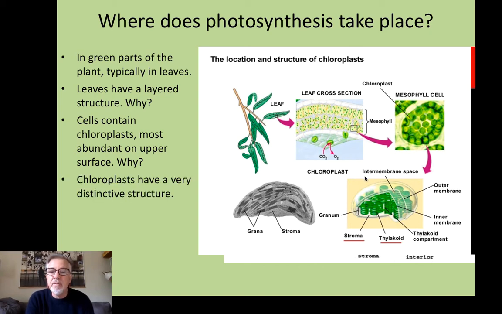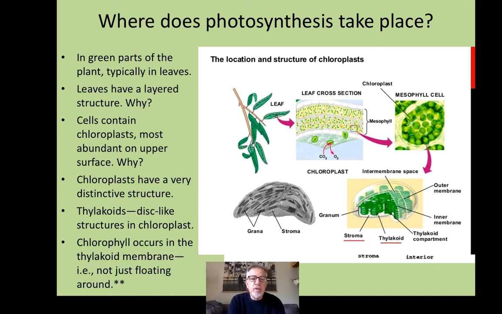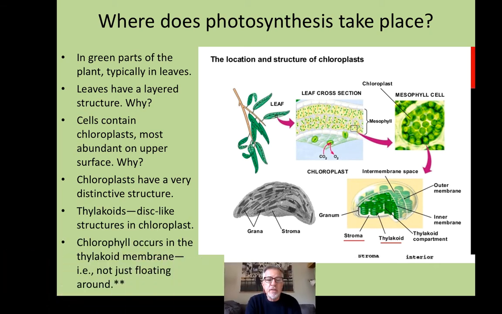Chloroplasts themselves have a very distinctive structure. They have double membranes and they have these stacks of disc-like green structures called thylakoids, and the stacks are called grana. The singular is granum. The chlorophyll occurs in the thylakoid membrane. It's not just floating around.